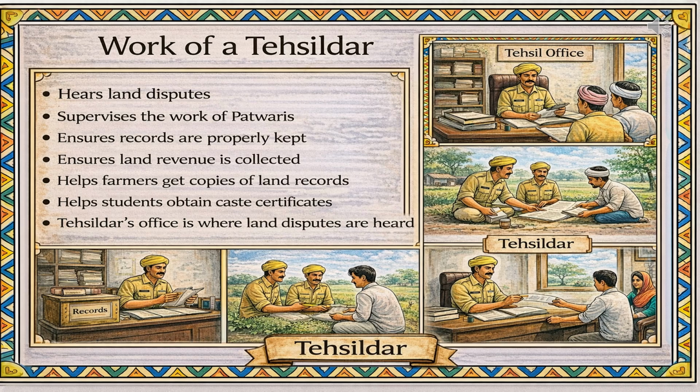A Tahsildar is an important revenue officer at the Tahsil level. He hears land disputes and helps solve them. He supervises Patwaris and checks land records. He ensures proper collection of land revenue. He provides copies of land records to farmers. He also issues documents like caste certificates, useful for students. So, the Tahsildar's office is important for land matters and many village services.